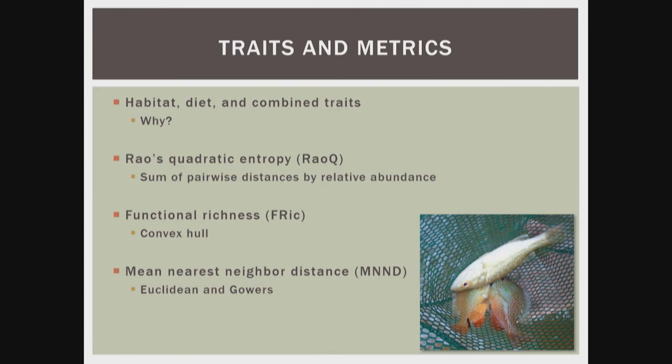And I did this because if you're expecting the environment to influence your traits, it should influence the habitat-associated traits most. And with the separation of the niches, you'd expect that they're going to be trophically separated, and they should focus on the diet traits. And the combination should give an overall picture. So I'm using 3 different metrics: Rao's quadratic entropy, functional richness, and then mean nearest neighbor distance.